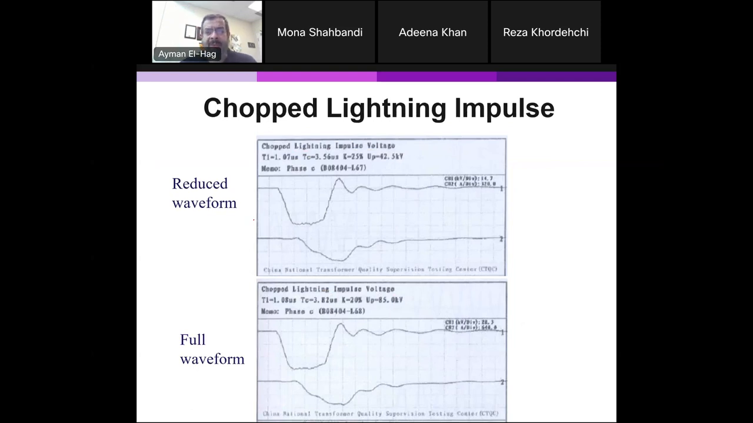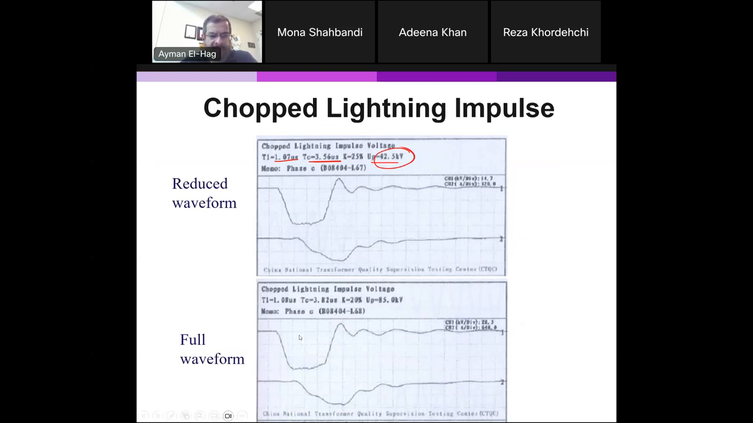This is the chopped wave again. Here is the rise time. This is the chopped time, 3.56. I said it's between 3 to 6 microseconds. And here the voltage is 42, so this is half the voltage. This is for the 95 kV impulse voltage level.